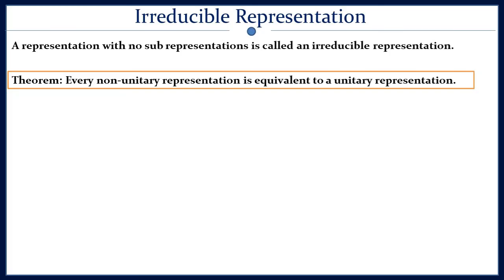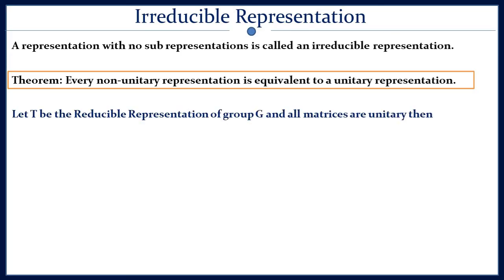There is a theorem: every non-unitary representation is equivalent to a unitary representation. What it means is, suppose you are representing your group with sets of matrices and those matrices are non-unitary. But if you do some kind of similarity transformation, then you can show that they are equivalent to some unitary representation. So you can replace each matrix by some unitary matrix.